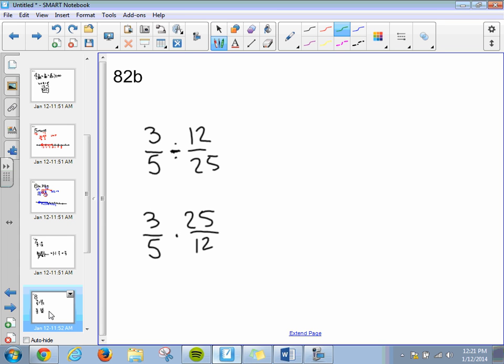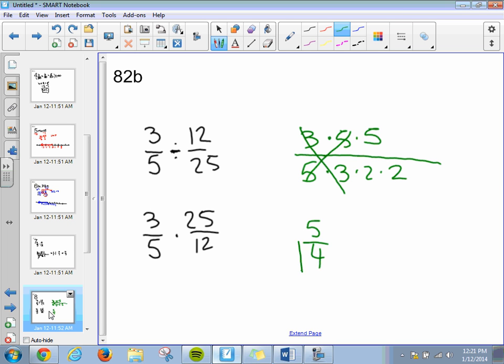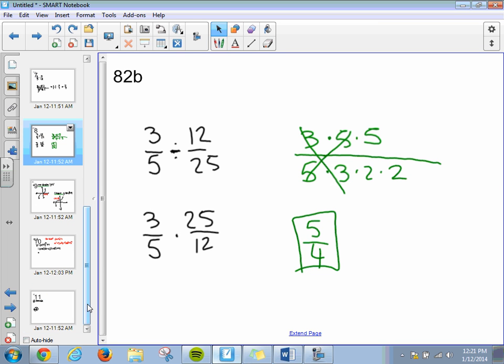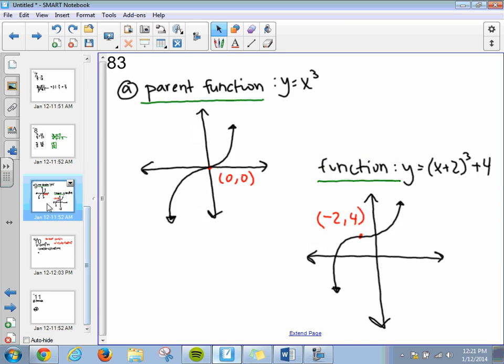We know that this is really, I'm going to write it in 3. We know this is really just 3 over 5 times, breaking 25 down into its primes is 5 times 5, and 12 into its primes is 3 times 2 times 2. Our 5's cancel out, 3's cancel out, and so we're left with 5 over 2 times 2, which is 5 over 4.